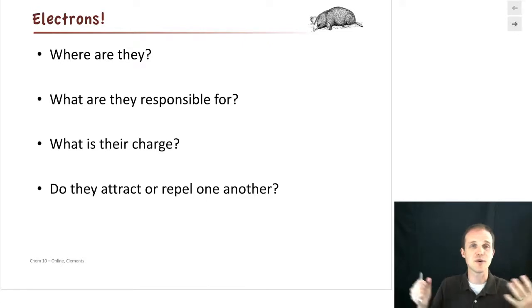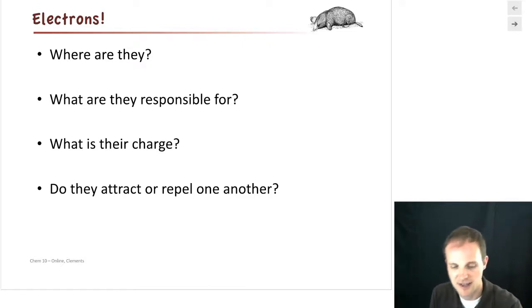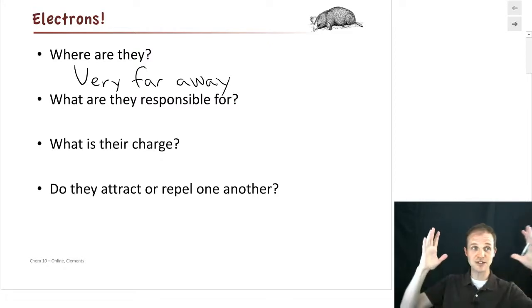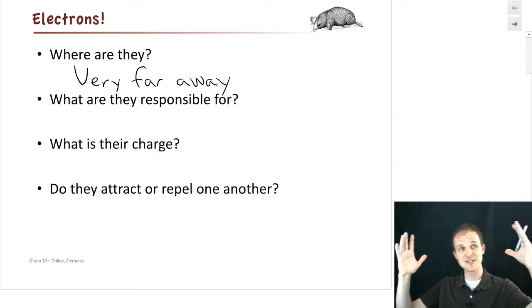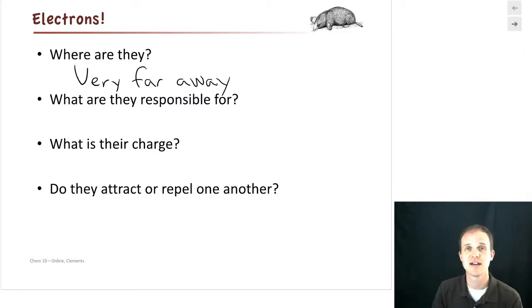So here we go, we have a question: where are the electrons? And they are very far away, right? They are floating really far out from the nucleus. Again, the analogy: if I make myself into a nucleus, my first electron's at the moon and there's nothing in between, halfway to the moon, and there's nothing in between.